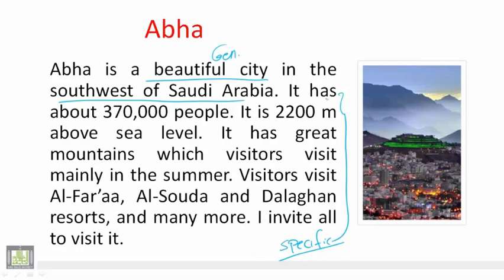For example, it talks about how it has about 370,000 people. It is 2,200 meters above sea level. It has great mountains which visitors visit mainly in the summer. Visitors visit Al Far'a, Soda and Dalagan resorts, and many more. I invite all to visit it. So the same thing, we start with general information, and the remaining sentences talk about specific information about the city.